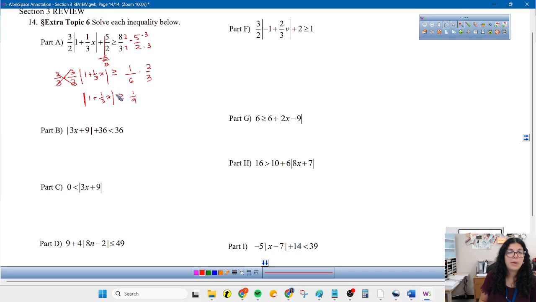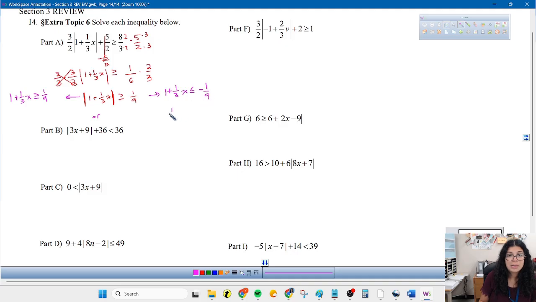And then now the absolute value is by itself. So we're going to split it up into 2 separate inequalities. Now the absolute value is going to be bigger on the outsides. So this is going to be 1 plus 1/3 x is greater than or equal to 1/9, or 1 plus 1/3 x is less than or equal to negative 1/9.